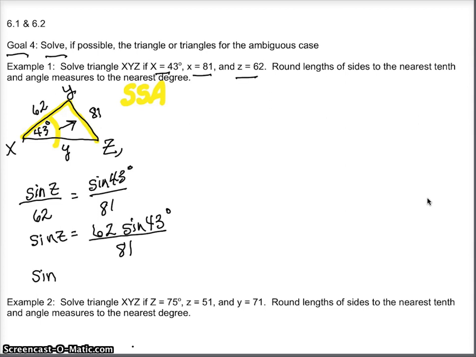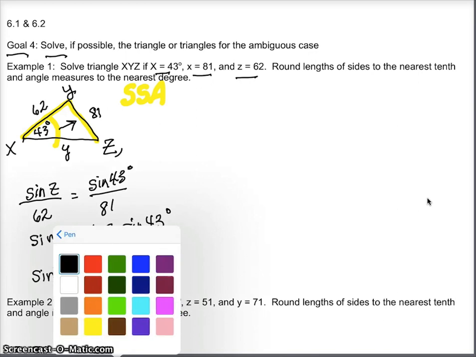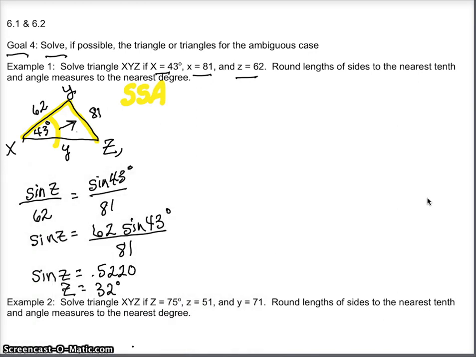And you'll see that the sine of Z is equivalent to 0.5220. Recall, because you're solving for an angle, you will have to use the inverse sine value. So we'll see that angle Z comes out to be 32 degrees. All right, so let's go ahead and label angle Z as 32 degrees.